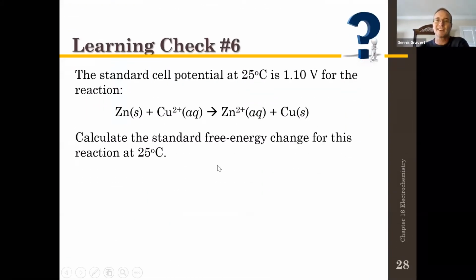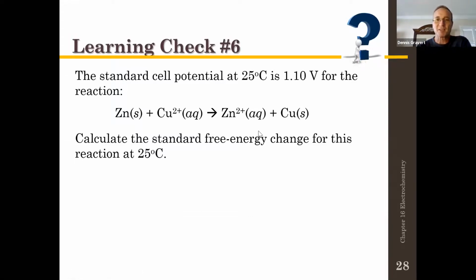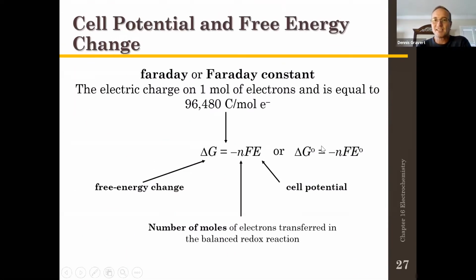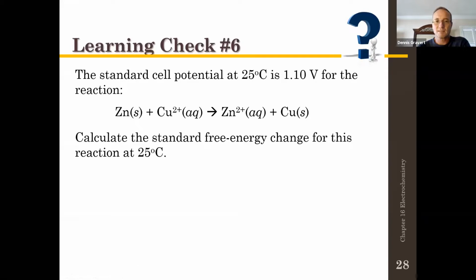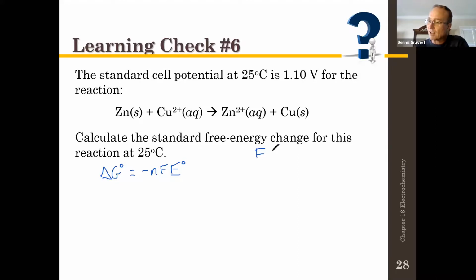Okay, so now it wants us to do it. All right, let's go back and grab that equation. What was it? Delta G equals minus nFE. And then what's F? It was 96,000 something. Darn it. Did I write it down? I can't go back, otherwise I erase everything on the screen. Oh, no, I don't erase it. Let's go back.